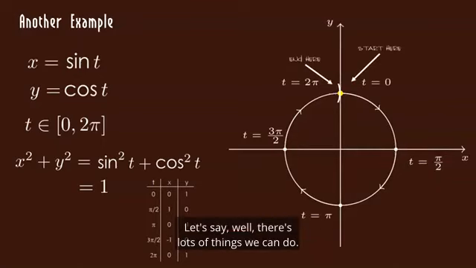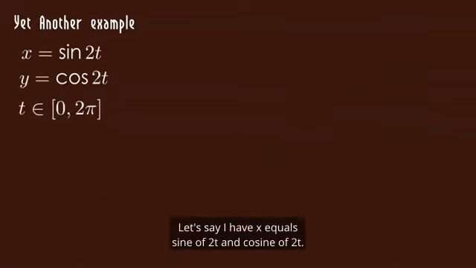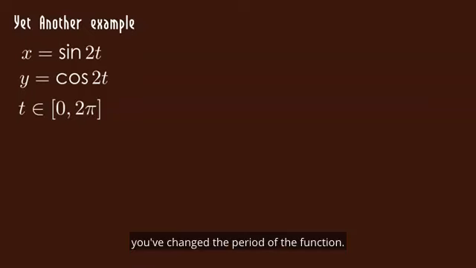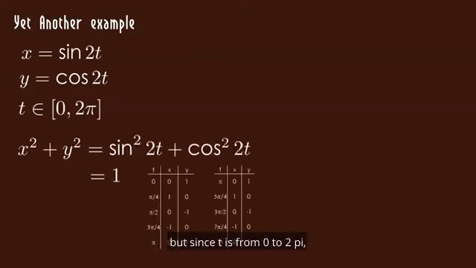What else can I do? Well, there's lots of things we can do. Let's say I have x equals sine of 2t and y equals cosine of 2t. What does that 2 do? Well, when you graph this stuff in trig, you know that by putting a 2 there, you've changed the period of the function. Instead of the period being 2 pi, it's now 2 pi divided by 2, or pi. So it's going twice as fast. Again, I'm going to have a circle, but since t is from 0 to 2 pi, and this period is half as long, I'm going to go around twice.